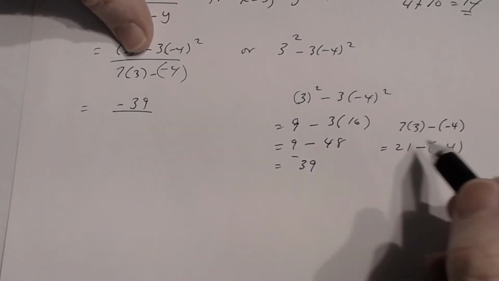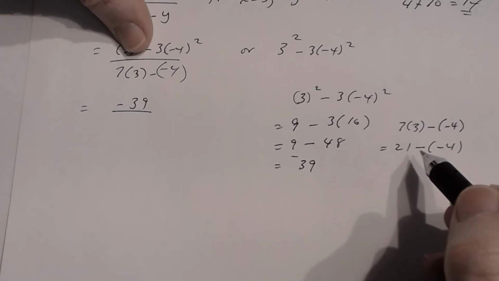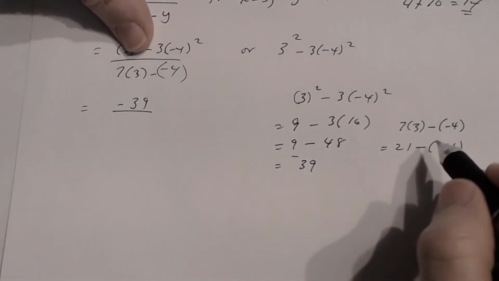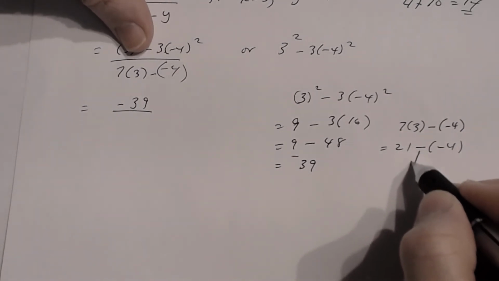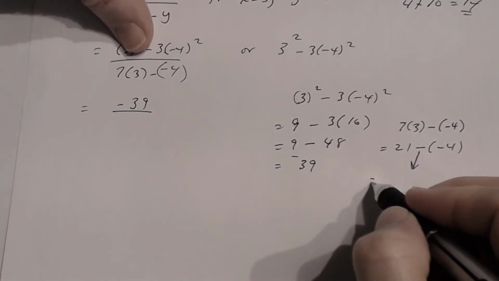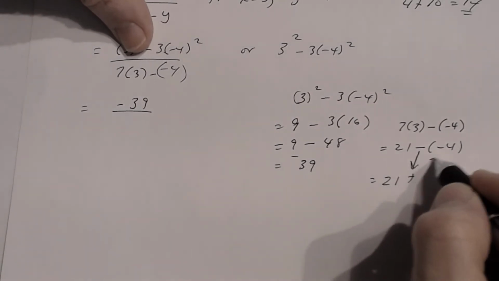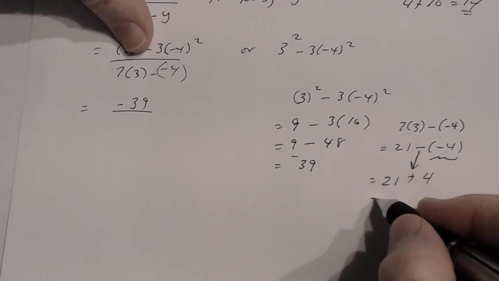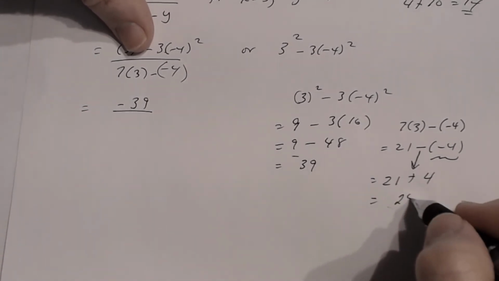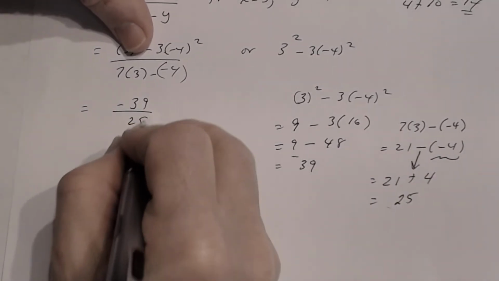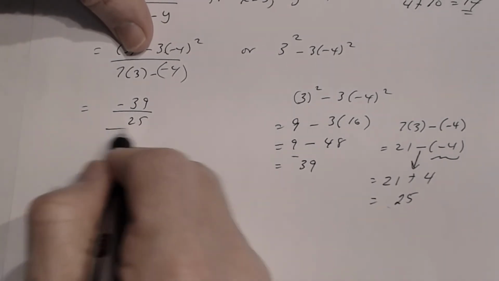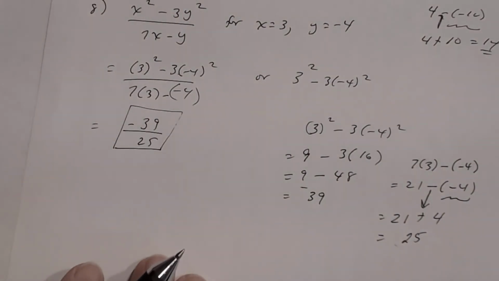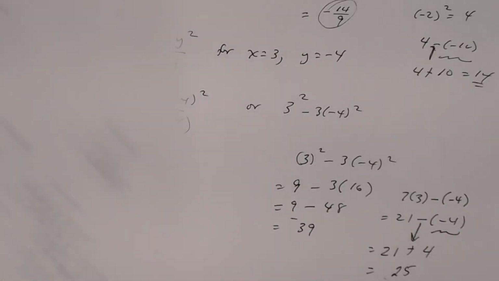Some students have a little bit of an issue with this. You have to remember that you can always change subtraction to addition. To do that, though, you have to take the opposite of this number. So the opposite of negative 4 is a positive 4, and then 21 plus 4 is 25. So I get negative 39 divided by 25, and I cannot reduce that. So that's the answer.